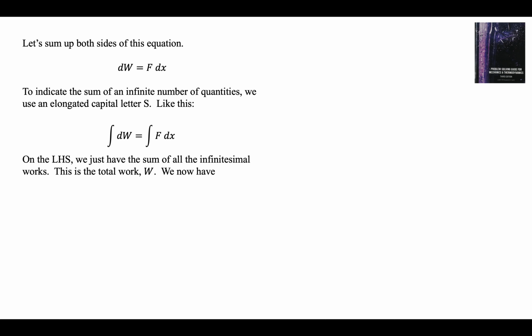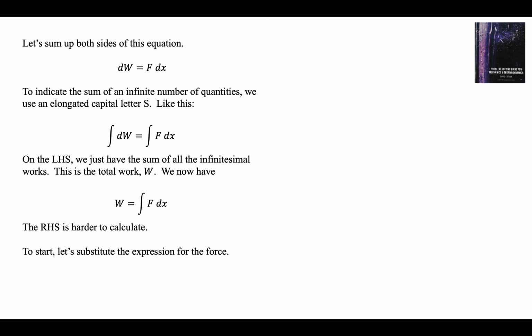That's an integral sign. On the left-hand side, we have the sum of all the infinitesimal works. If we add up all the little works it takes to stretch that spring, we're going to get the total work. That's W. That's pretty straightforward. The right-hand side is harder to calculate because F is not constant. So let's put in the expression. F is Kx. So now we're going to sum up the Kx dx's.